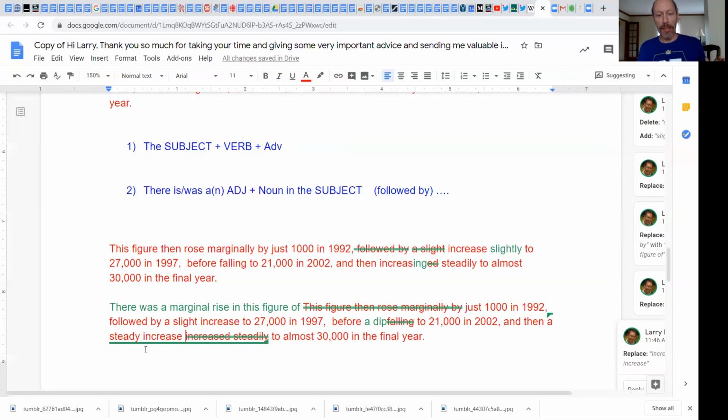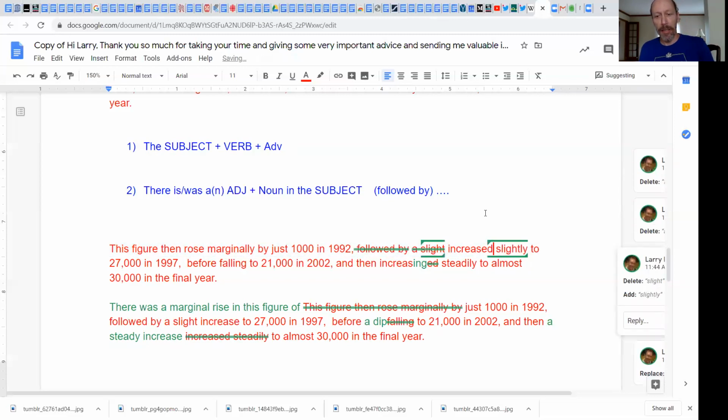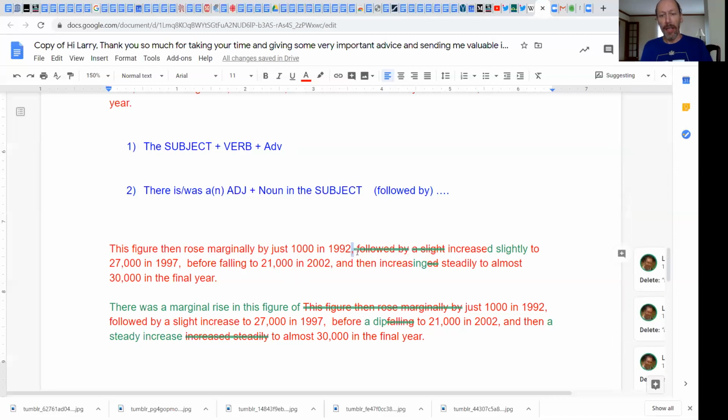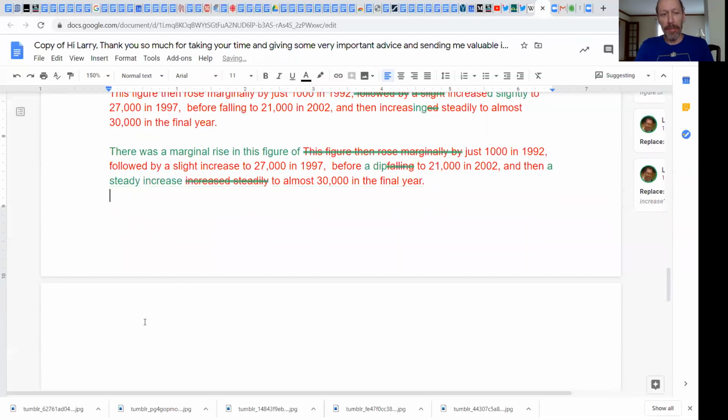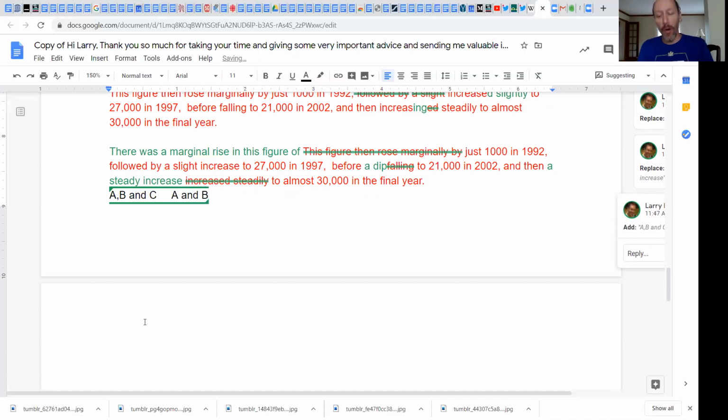Okay, so let's make sure these sentences sound good. This figure then rose marginally by just 1,000 in 1992. Oh, I forgot the past tense. Increased slightly to 21,000 in 1997. Oh, you know what? It still doesn't sound that good, does it? We need and here, because you know how we have these different ways of putting a list in English. We will say something like A, comma, B, and C. Or we will just say A and B. Or we could say A, comma, B, comma, C, comma, and D when we're doing a list. So there's 4 things here.